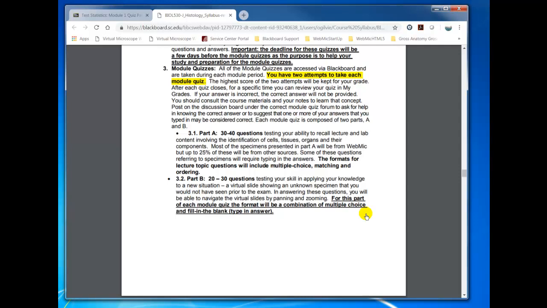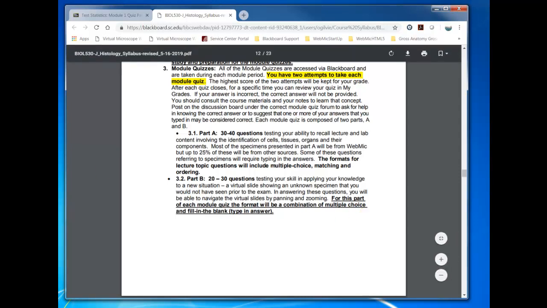So please understand that when you get to Part B, it's going to require you not just to make a snap judgment, but to think. And as I proceed with this video, when I get to Part B, I'm going to try to demonstrate how you should be approaching these kinds of questions. So let's go to Part A now.